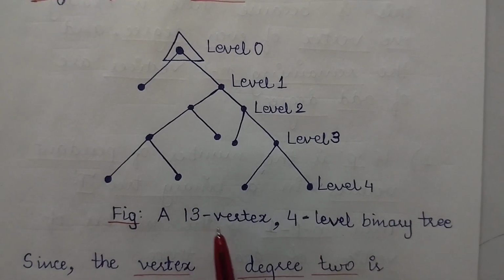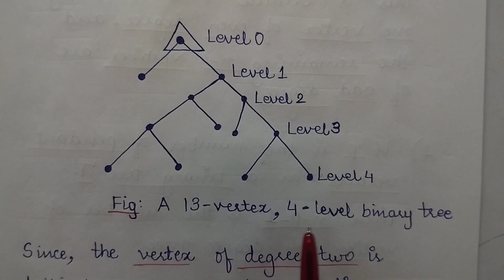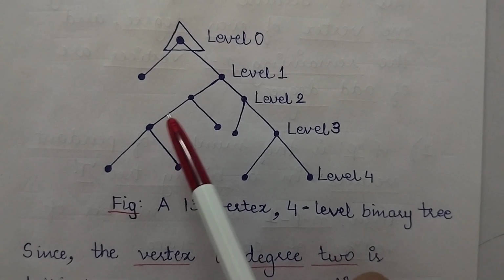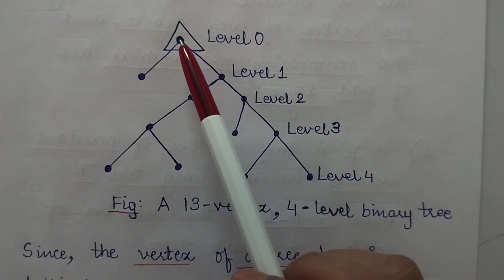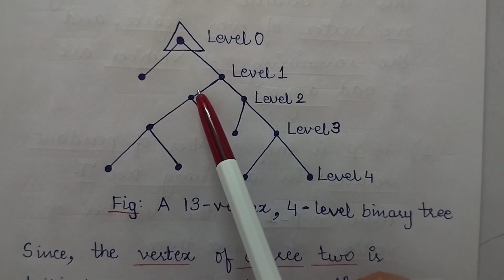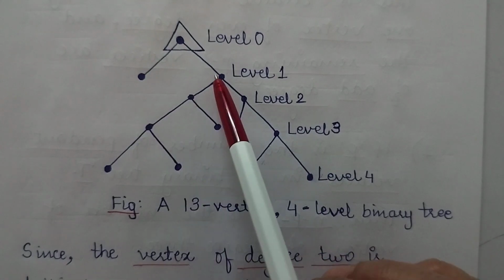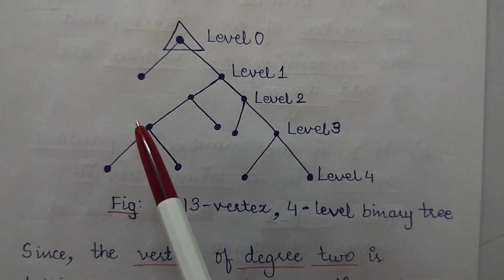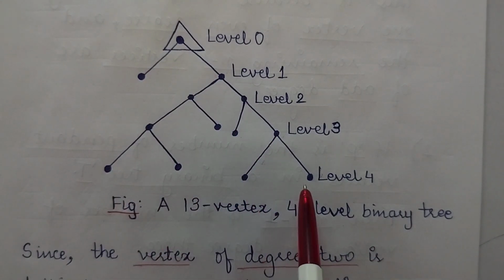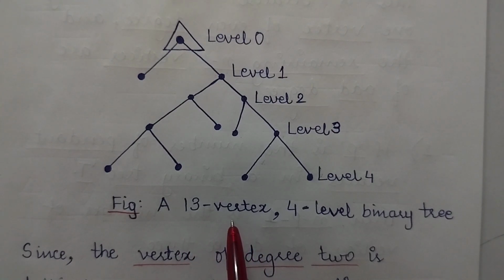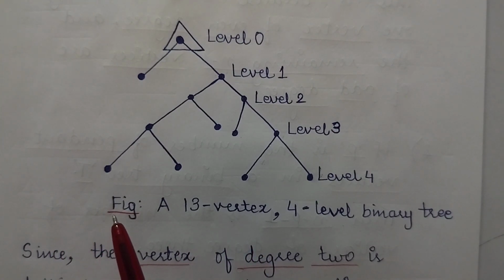Here you can see a 13 vertex, 4 level binary tree. 13 vertices, as you can easily count. 1, 2, 3, 4. 1, 2, 3, 4, 5, 6, 7, 8, 9, 10, 11, 12, 13. There are 13 vertices in total, and there are 4 levels in this.